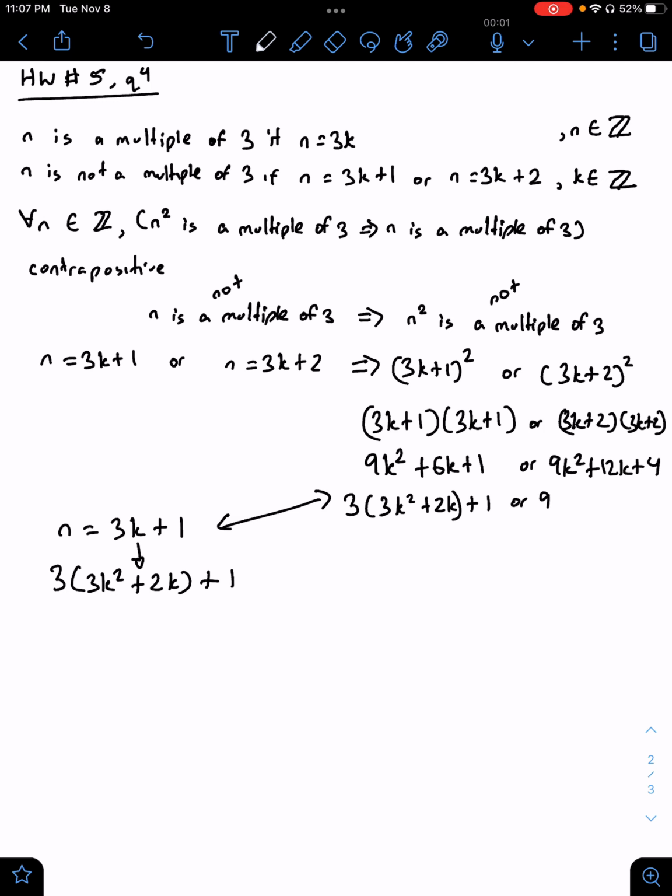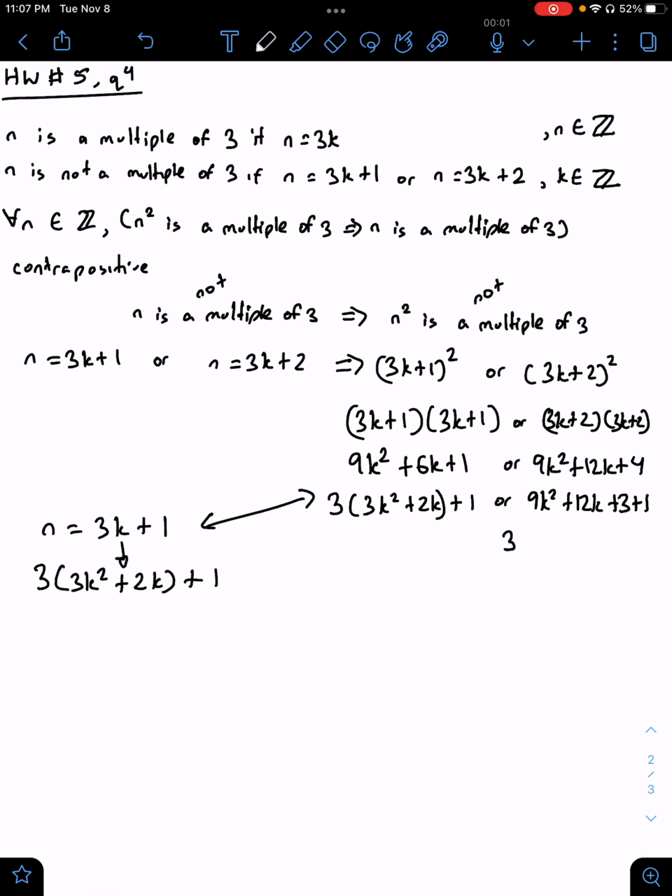This thing is a bit hard. 9k squared, wait. For this one, it's not that obvious how you can get 3k plus 1 and 3k plus 2, right? But if you look at it, you can do 9k squared plus 12k plus 3 plus 1, because 3 plus 1 is 4. You can just break it down like this, right? Now, you can factor the 3 from the first 3 terms. You can have 3 times (3k squared plus 4k plus 1), and then the plus 1 at the end just is not factorable. Now, this thing is also in the form 3k plus 1.